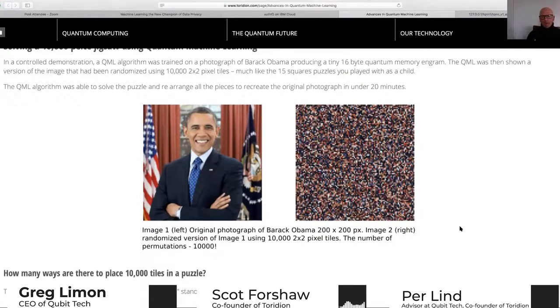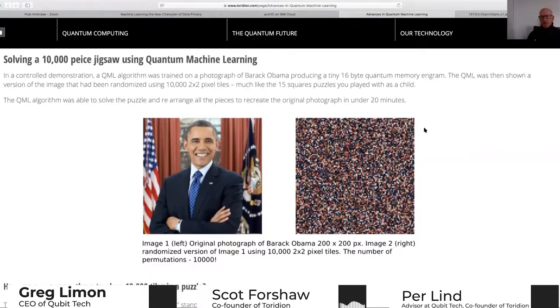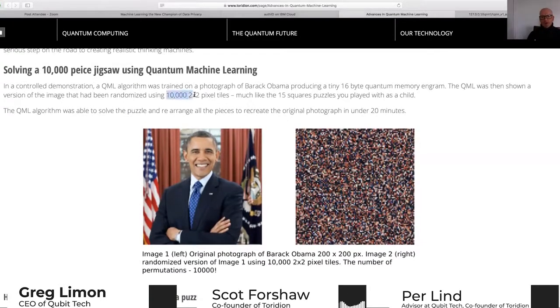So what we've done here is we have a photograph on the left of Barack Obama. Hello, Mr. President. We take this photograph and we train a neural network, a quantum neural network, with this photograph. That's one step, train the photograph to the neural network. Then we delete the photograph, get rid of the Barack Obama, and we take the photograph and cut it into 10,000 squares, so you can see 10,000 tiles in this picture here.